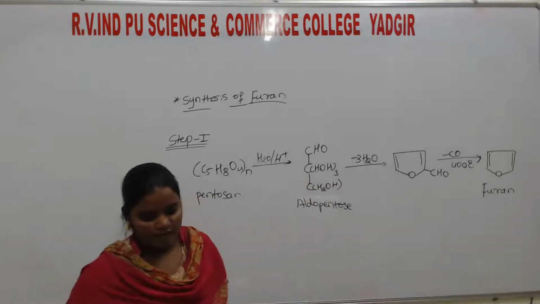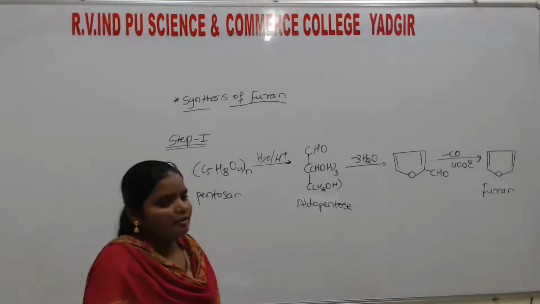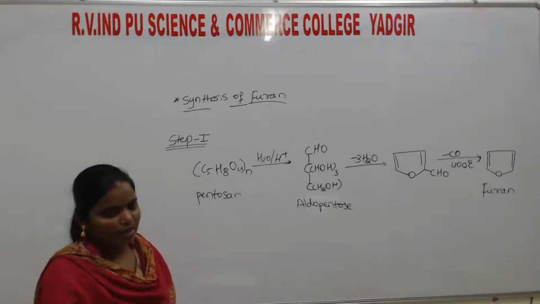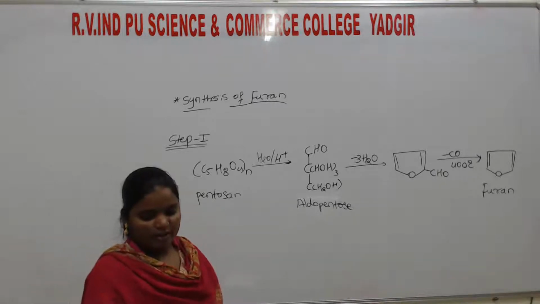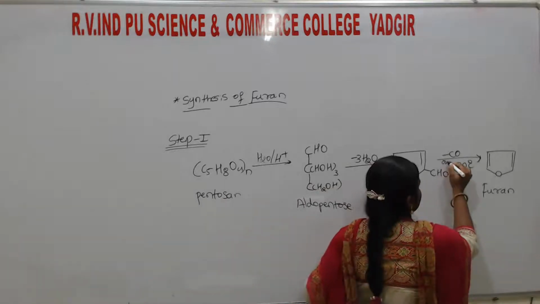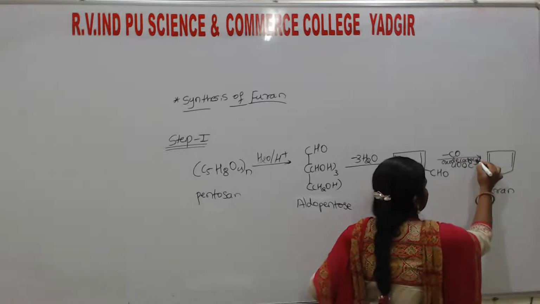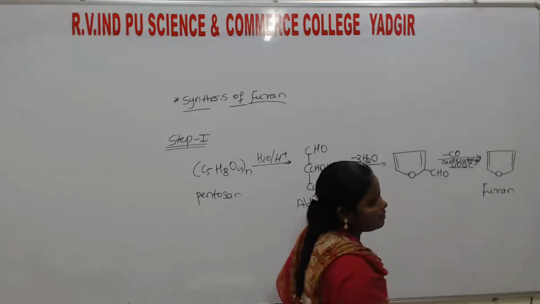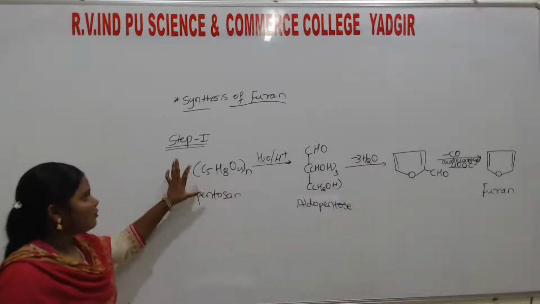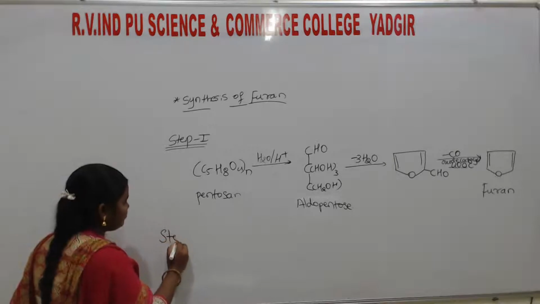This is the first step reaction. In the other step, you add an oxidizing agent, potassium dichromate. Here, this is an oxide catalyst at 400 degrees Celsius. Formation is furan. This is the step 1 reaction. Next, step 2.